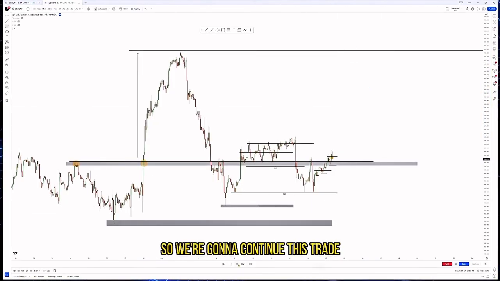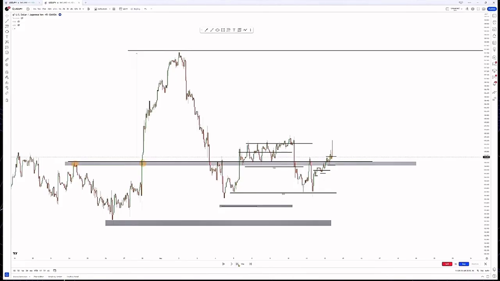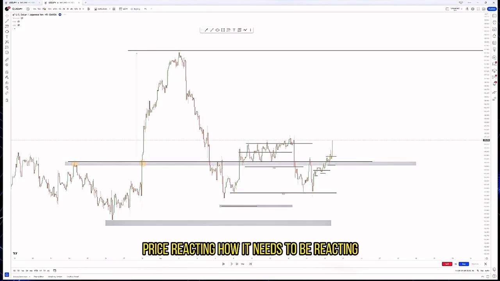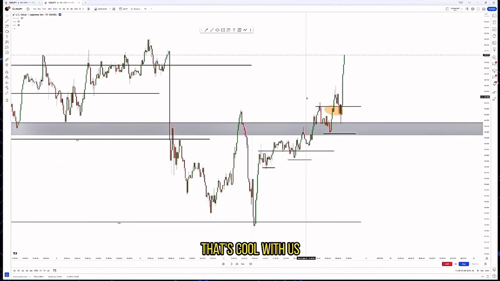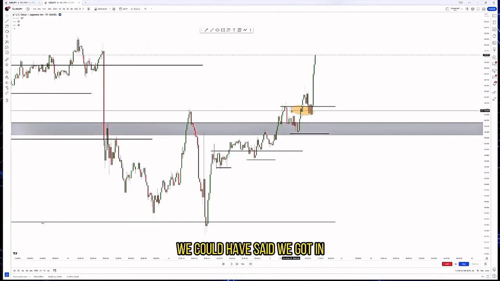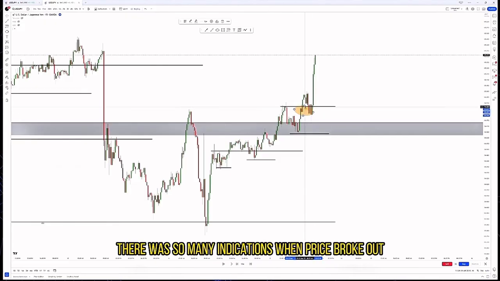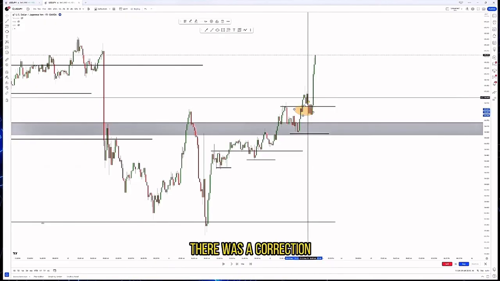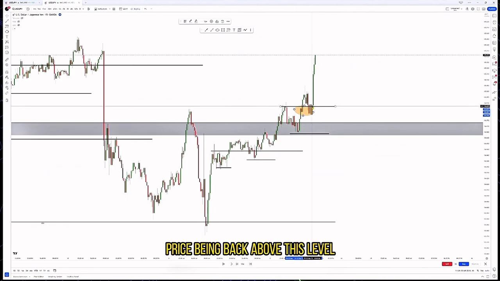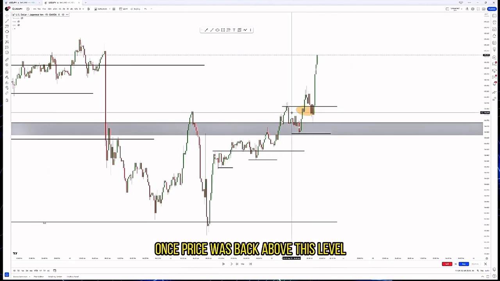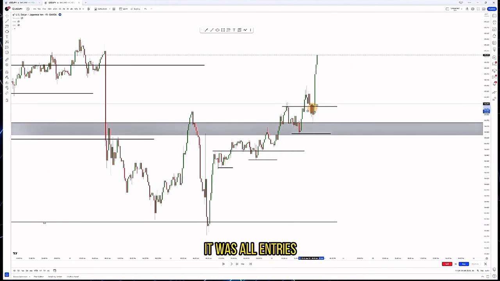So we're going to continue this trade. Price reacting how it needs to be reacting. Gave a little retest. That's cool with us. We could have said we got in. We could have got in anywhere. There was so many indications. When price broke out, there was a correction. We could have got in from price being back above this level. Once price was back above this level, it was all entries.